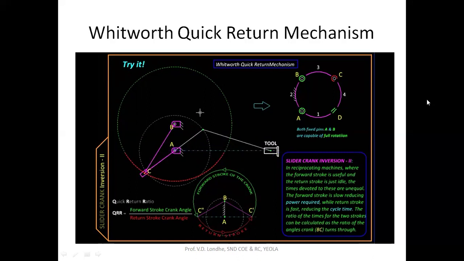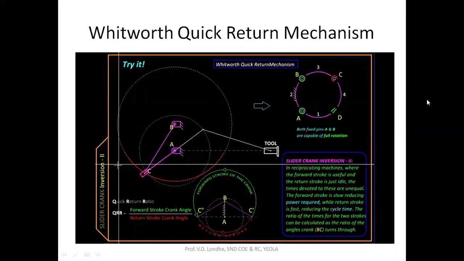And this is just as well because when the tool is moving forward, it is doing something useful, while getting backward, it is just getting ready for the next stroke. So we don't want to waste our time there. Such mechanisms are commonly used in machine tools, where the tool does something useful in a cycle and then the rest of the cycle is finished quickly, where the tool is just brought back to the initial position.